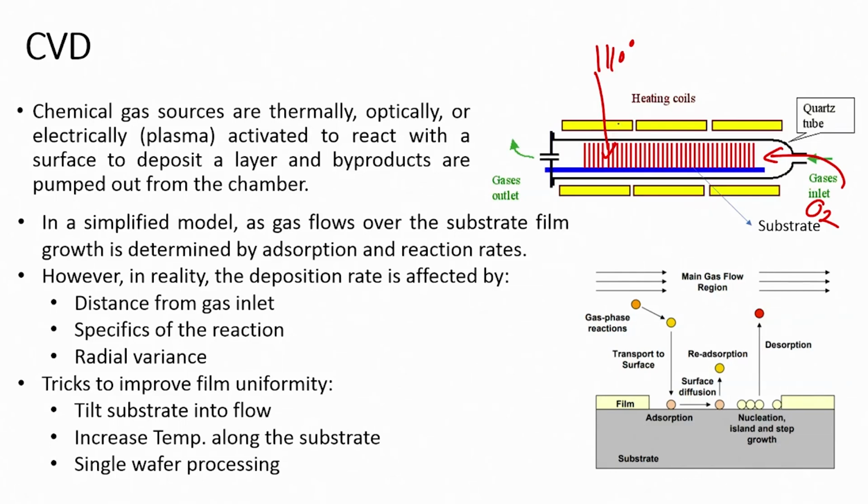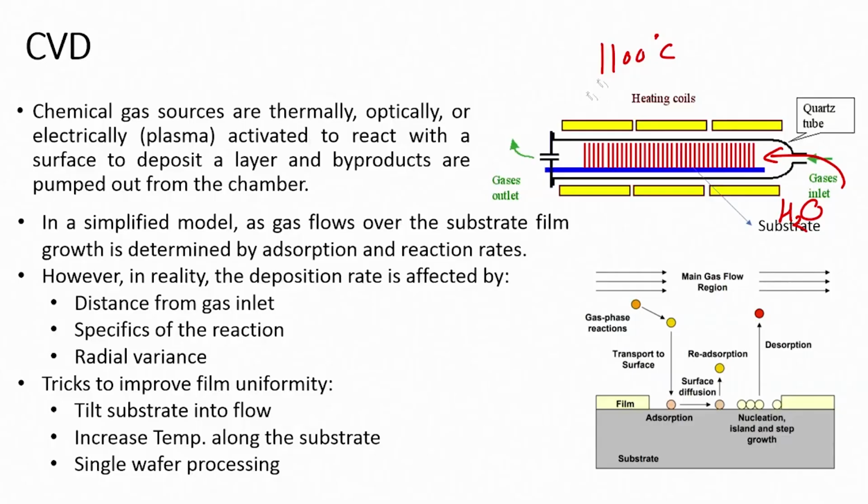Similarly, in the case of vapor, the water vapor, H2O, was carried inside this furnace, and it reacts with the silicon to form SiO2 plus 2H2, which was the byproduct, and that would come out of the chamber, of the furnace. So, the point is that the byproduct will come out after the reaction, and that is what is written: dry products are pumped out from the chamber.